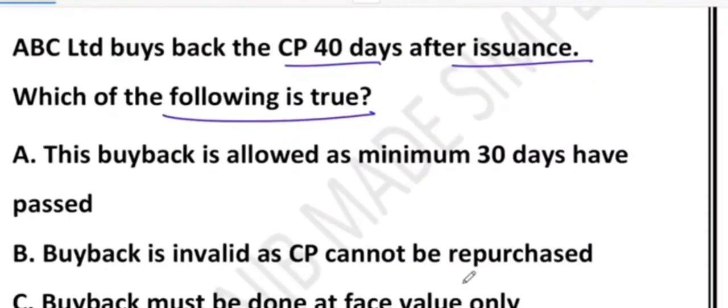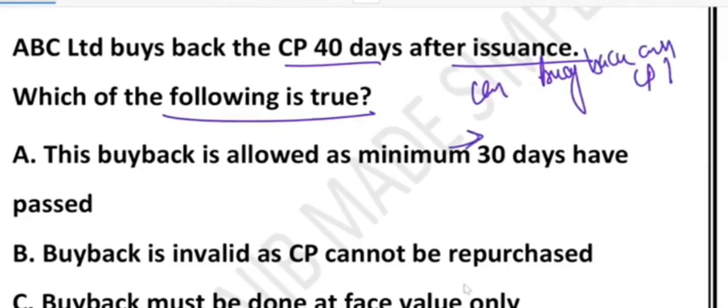So tell me, ABC Limited buys back the CP 40 days after issuance. Which one is correct? Let's first understand, can a company buy back its CP? See, the answer is yes. A company can buy back its own commercial paper before maturity, but only under certain conditions.